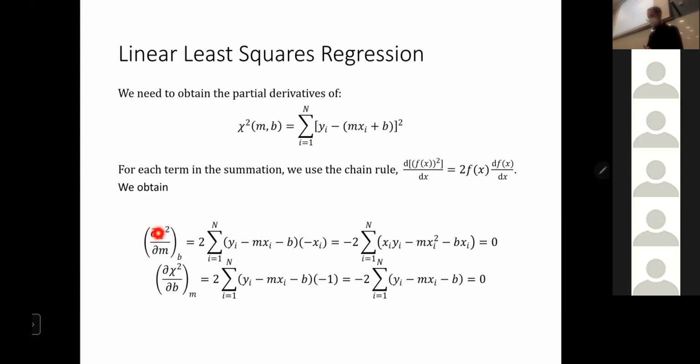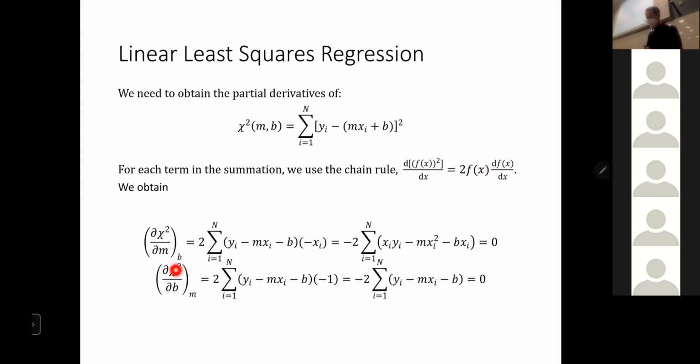If we take the derivative of chi-squared with respect to m using the chain rule, we get one term for each term in the summation. So we can write it as a summation of 2 times f of x, which is this term in brackets, times the derivative of f of x. Sorry, we're taking the derivative with respect to m. So the derivative with respect to m is x sub i. I said that incorrectly before.